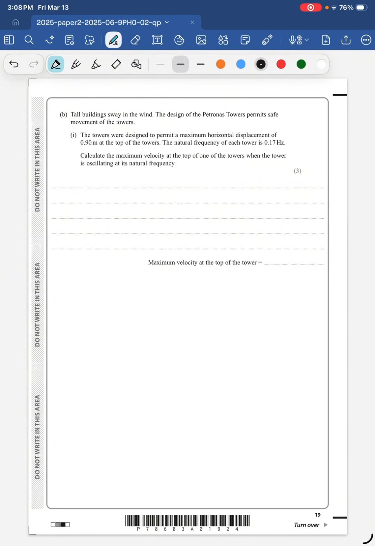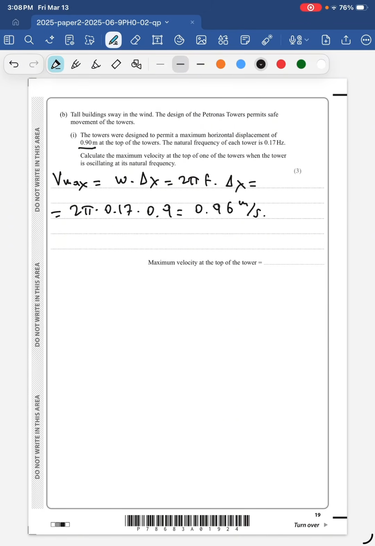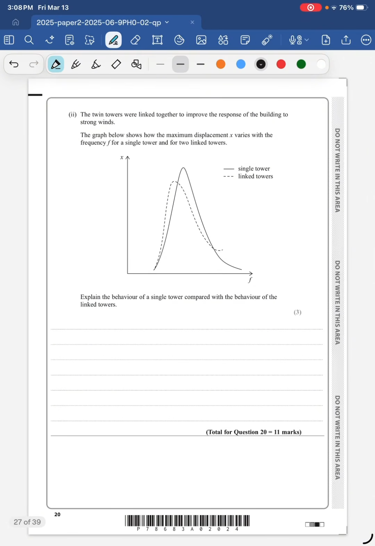Pretty much V max, when something is oscillating, the maximum possible speed is omega times the displacement. In this case, we call it delta x. I'm referring to the 0.9 meters they state. And omega is 2 pi times the frequency. So 2 pi times 0.17 times 0.9 yields 0.96 meters per second. That's the answer.